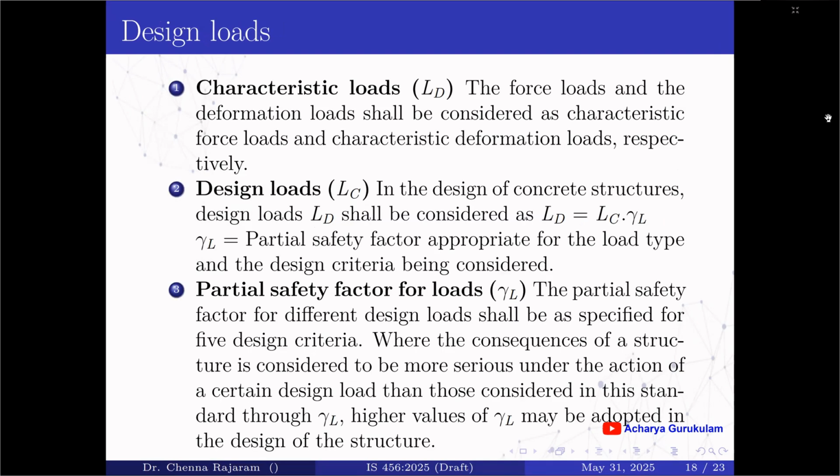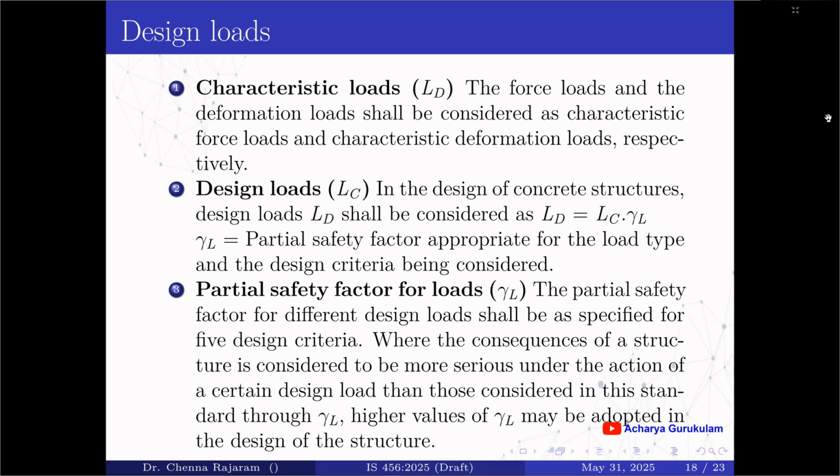What are the design loads? The force loads and the deformation loads shall be considered as characteristic force loads and deformation loads respectively. In the design of concrete structures, the design load LD shall be considered as LD equal to LC, that is the characteristic load, multiplied with gamma L, where gamma L is the partial safety factor appropriate for the load type and the design criteria being considered.